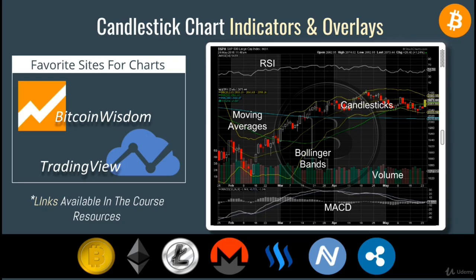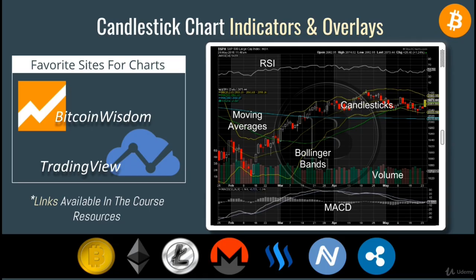My favorite places to analyze cryptocurrency candlestick charts for technical analysis are Bitcoin Wisdom and TradingView. They offer interactive candlestick charts that allow you to view real-time prices and even add dozens of indicators and overlays that most other sites don't offer. You can find links to both in the lecture resources. Typically, each trading platform you use will allow you to add indicators and overlays as well, but sometimes these can be hard to read and are just not as good as Bitcoin Wisdom or TradingView.